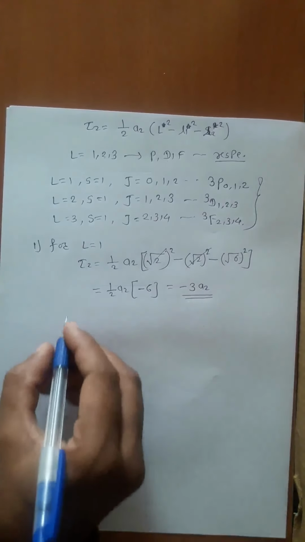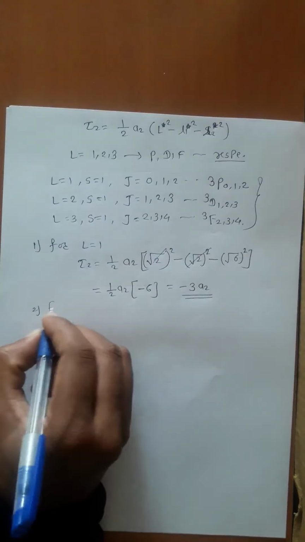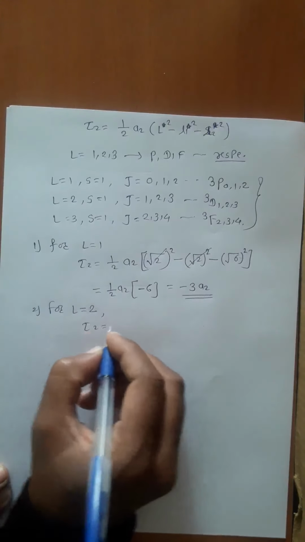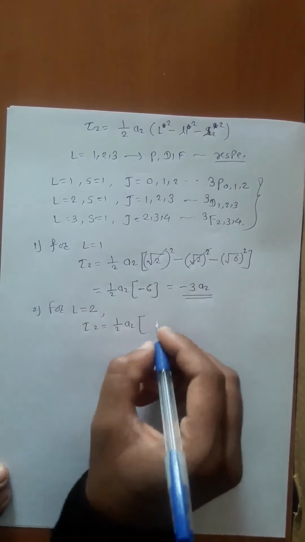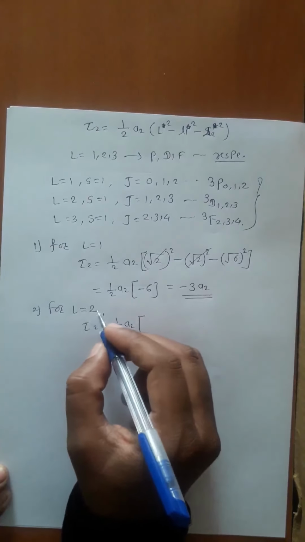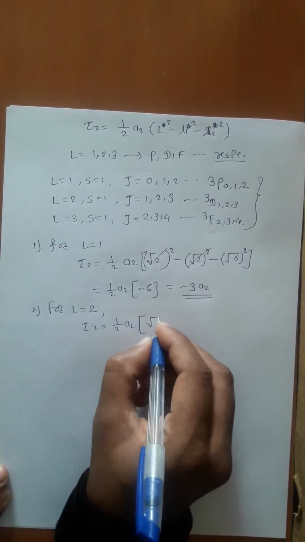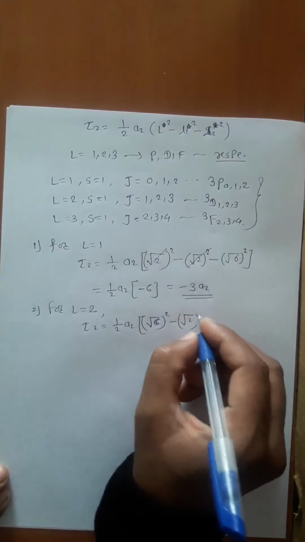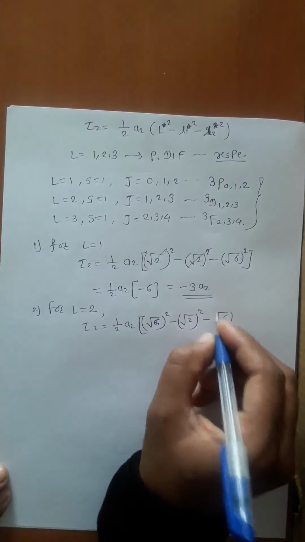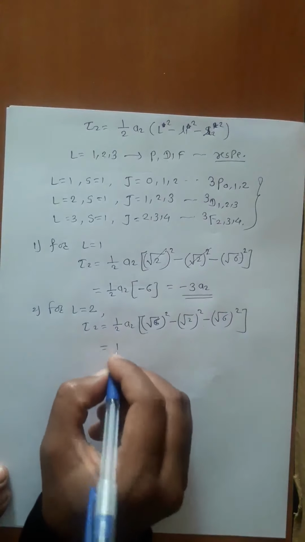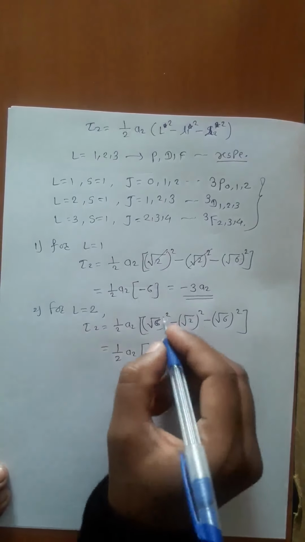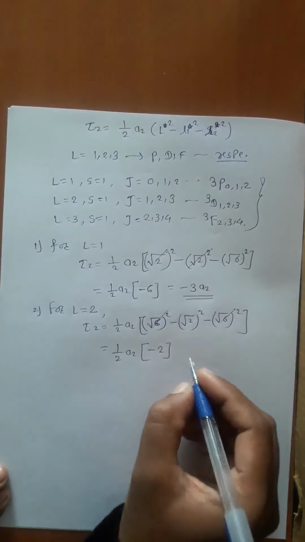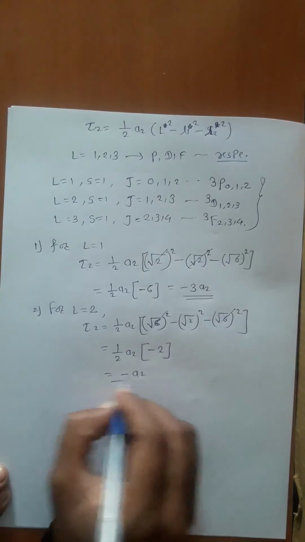Okay, then second for L is equal to 2. Tau 2 is equal to 1 half a2 into L is equal to 2, 2 into 2 plus 1, root 6 square, minus L1 is root 2 square, minus root 6 square, is equal to 1 half a2 into 6 get cancelled here, therefore minus 2 is equal to minus a2.